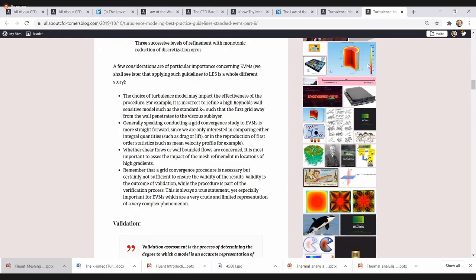Generally speaking, as far as flows are concerned, it is most important to assess the impact of the mesh refinement in locations of high gradients.